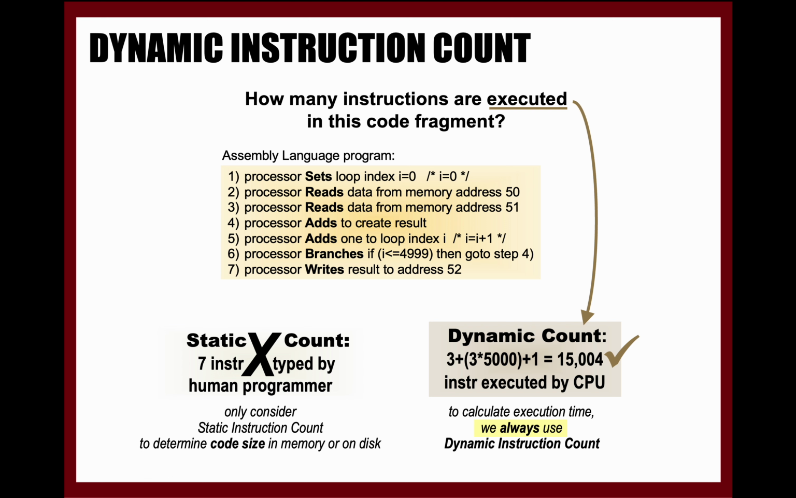It's essential to understand that when calculating execution time, we always use the dynamic instruction count. This is because it reflects the actual workload experienced by the CPU, taking into account loops and conditional branches. In summary, while static instruction count provides insight into the code size, dynamic instruction count offers a more accurate representation of the CPU's workload during the program execution.